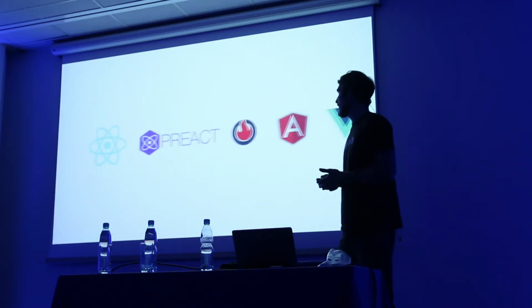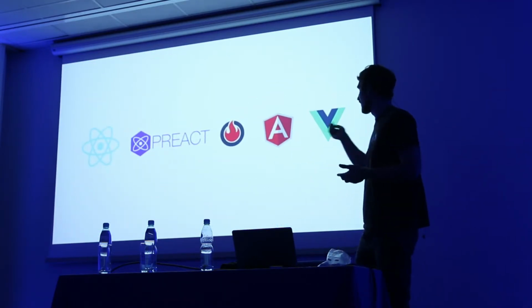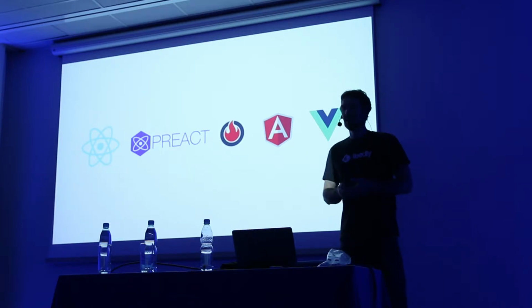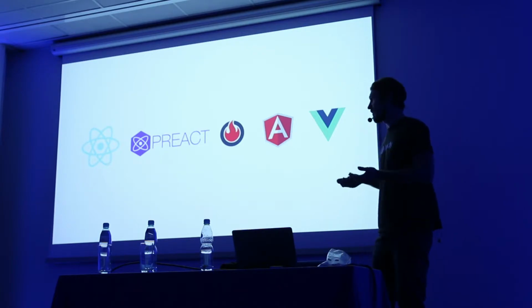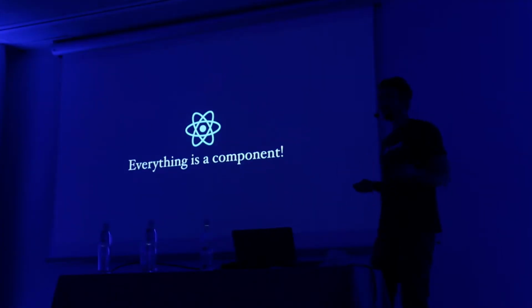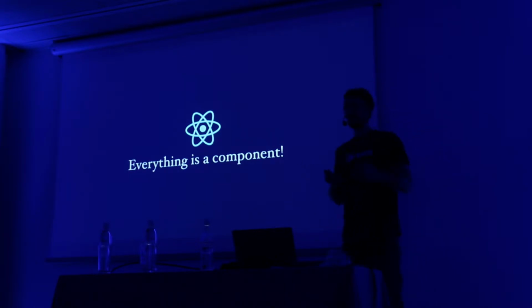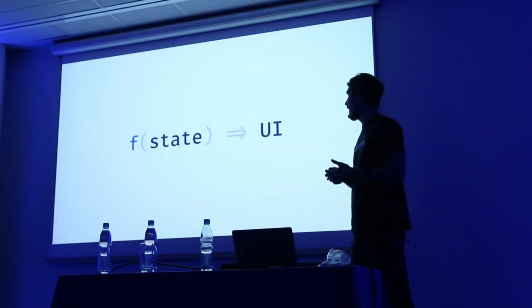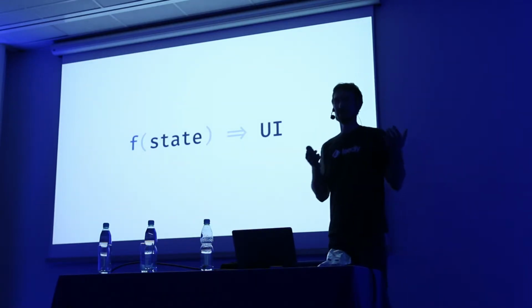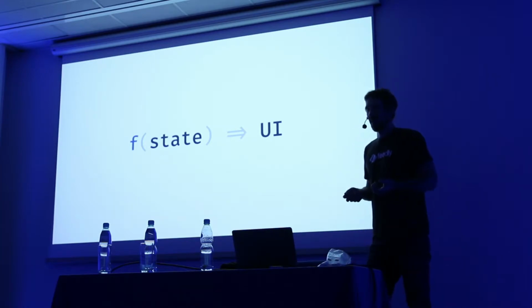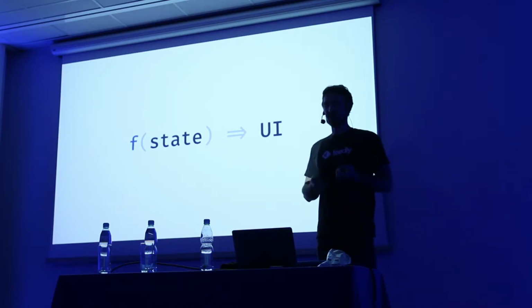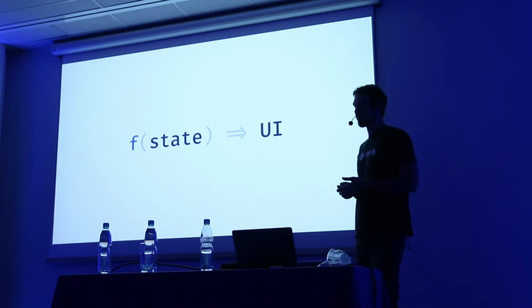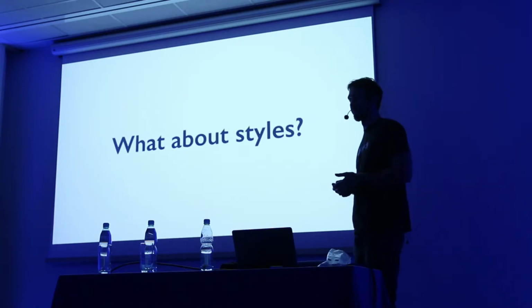And many libraries, not just React, but many others adopted the approach that is basically a very simple approach. It says everything is a component. So everything is encapsulated in one thing. And it makes things simple because now our UI can be represented as a simple function of state, which is cool because it's declarative and it's predictable. But what about styles?